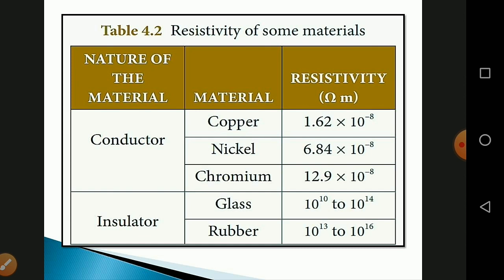Nickel 6.84 into 10 to the power of minus 8, and chromium 12.9 into 10 to the power of minus 8. So these are nickel and chromium, mixed to make the alloy nichrome. That means the resistivity of nichrome is 1.5 into 10 to the power of minus 6 ohm meter. This is one of the highest resistivities. The next ones are insulators: glass, 10 to the power of 10 to 10 to the power of 14, and rubber, 10 to the power of 13 to 10 to the power of 16.